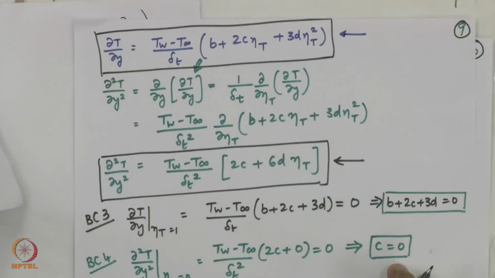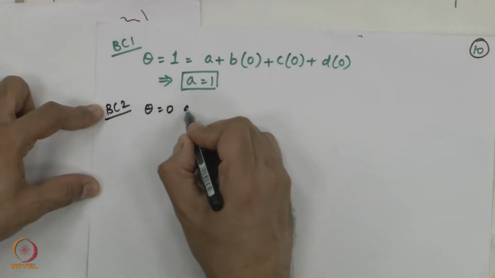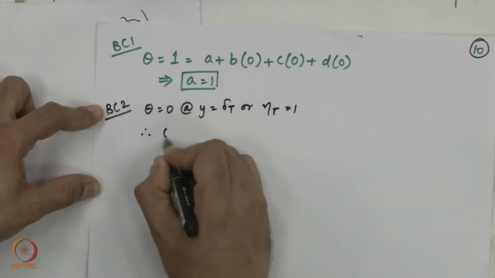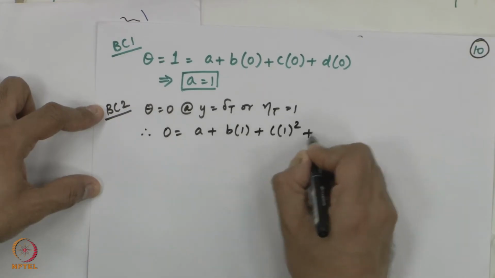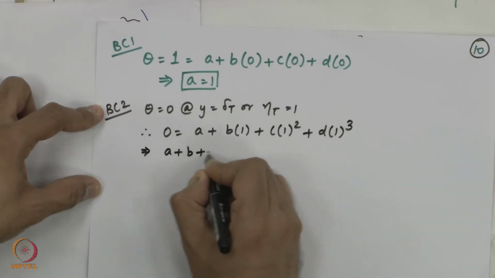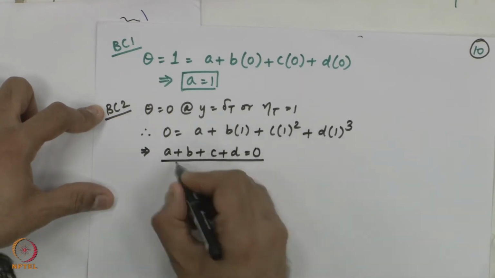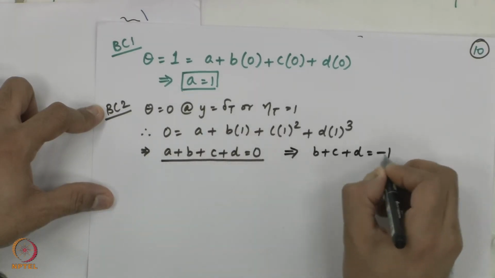We have an expression for b and d here. So, I need another expression, for which I use the second boundary condition. So, BC number 2, theta equal to 0 at y equal to delta t or eta t equal to 1. Therefore, 0 equal to a plus b times 1 plus c times 1 squared plus d times 1 cubed, or a plus b plus c plus d equal to 0. A was 1, substitute a equal to 1, which implies b plus c plus d equal to minus 1.